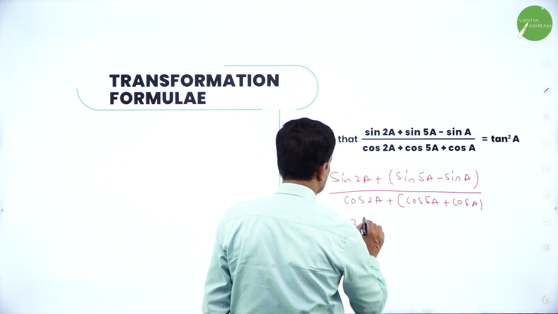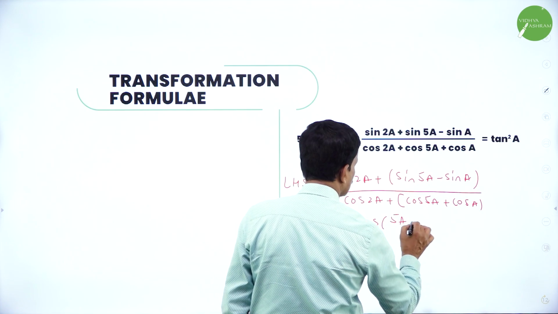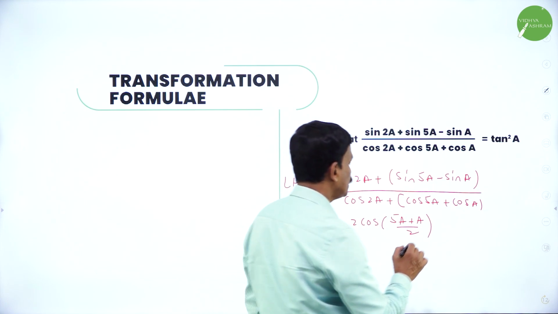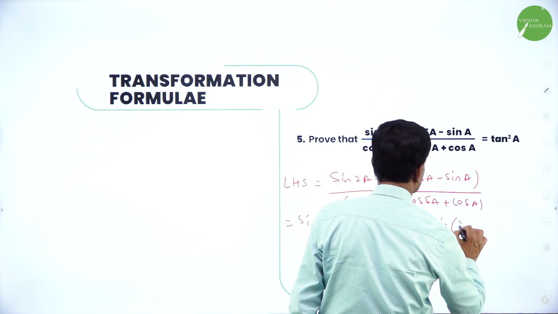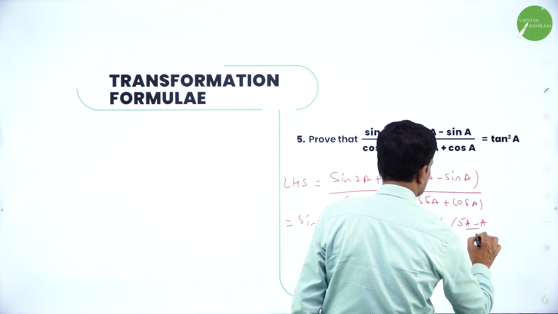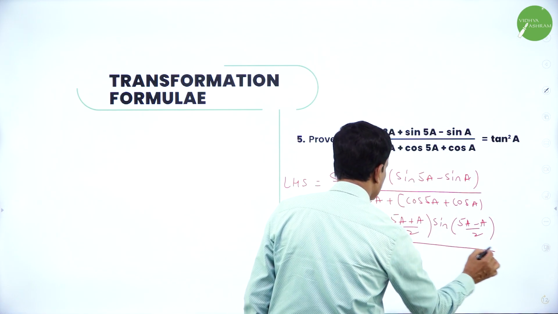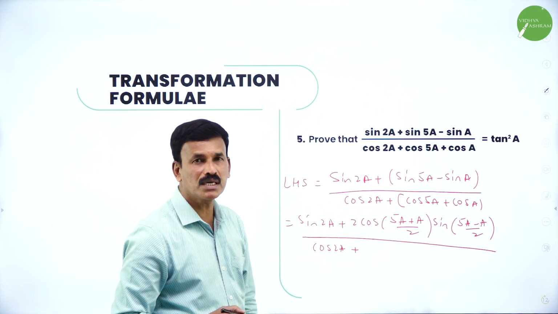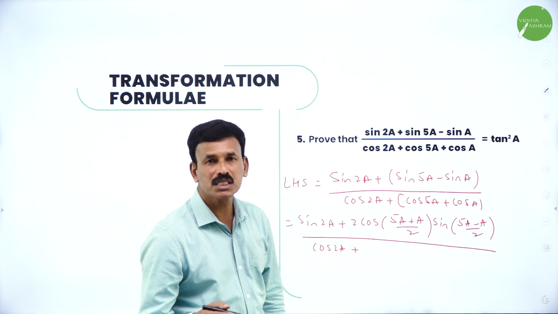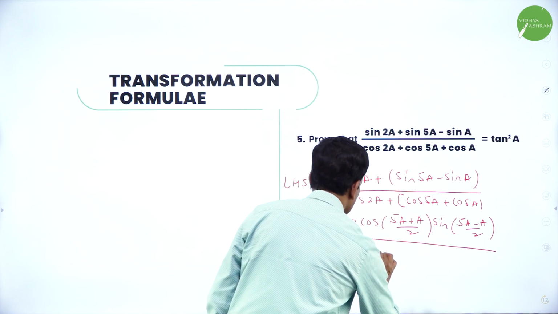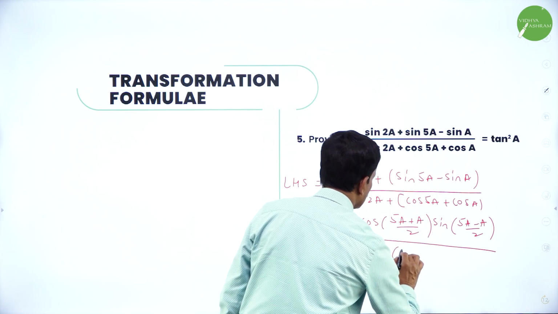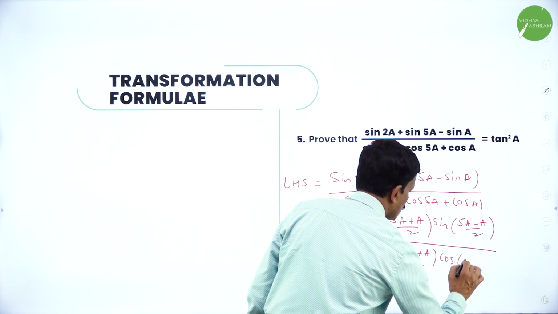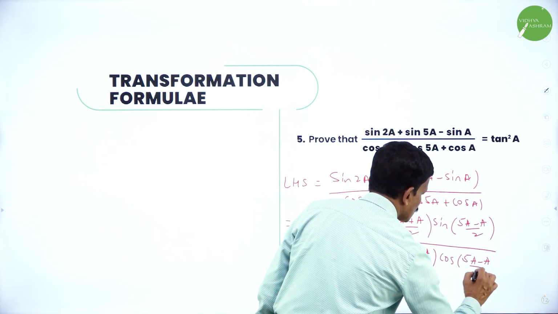Sin c minus sin d is equal to 2 cos (c plus d) by 2 into sin (c minus d) by 2, divided by, in the denominator, this cos 2a as it is. Again this is of the form cos c plus cos d. Cos c plus cos d is 2 cos (c plus d) by 2 into cos (c minus d) by 2. So 2 cos (5a plus a) divided by 2 into cos (5a minus a) divided by 2.